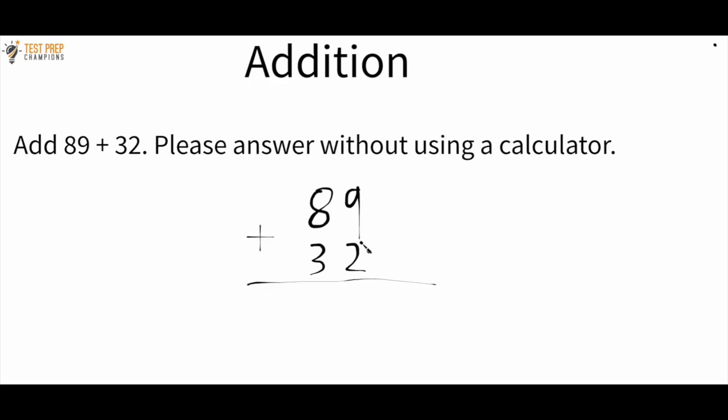So what is 9 plus 2? 9 plus 2 is 11, so I'm going to put a 1 here, and I'm going to carry the 1, so I put a 1 up here as well. So now I'm going to do 1 plus 8. 1 plus 8 is 9.